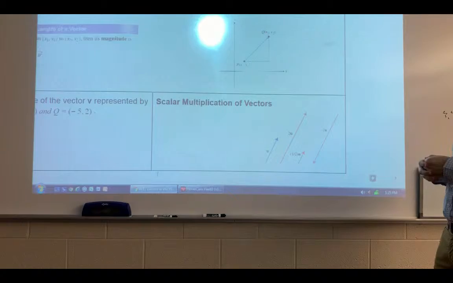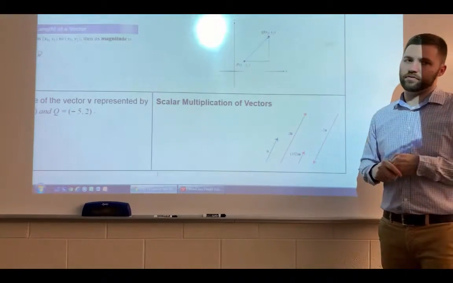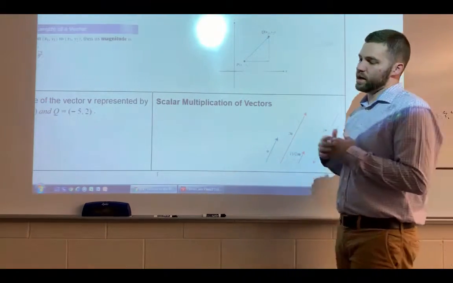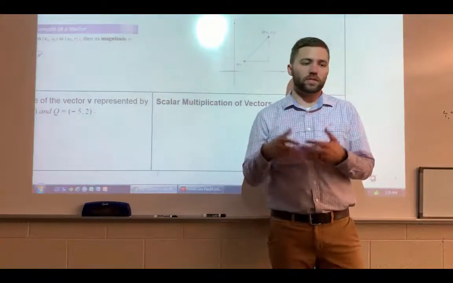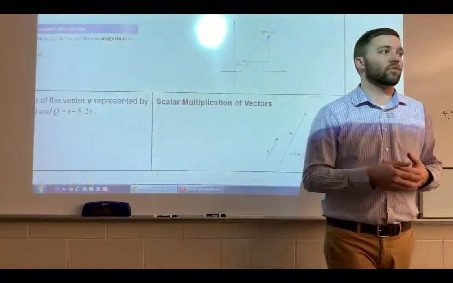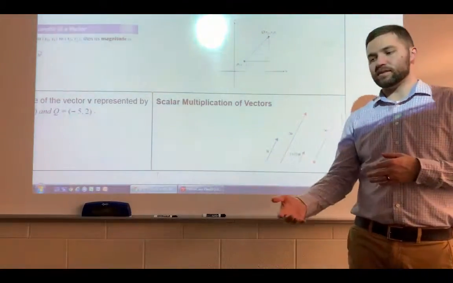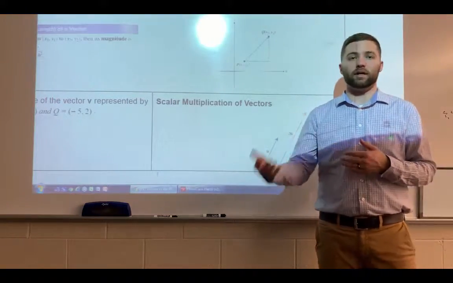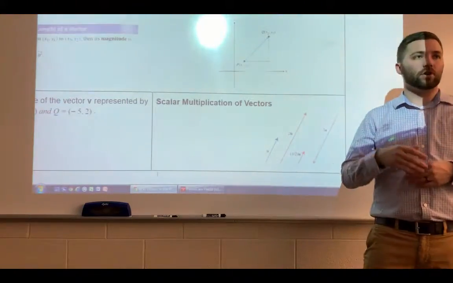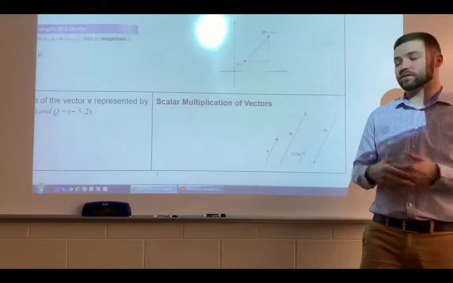this side of the note sheet, we're going to talk about scalar multiplication of vectors. Anytime we are multiplying by a scalar, it means we're just taking the vector and scaling it. So we might double it in size, or cut it in half, or cut it by a third, or multiply it by 5 to make it 5 times as long.